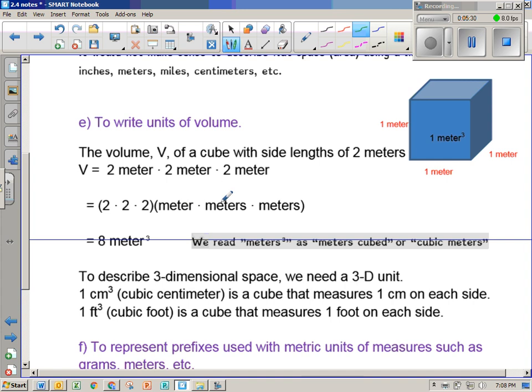A meter times another meter times another meter would be meters cubed. And we can either read that as meters cubed, or we could call it more appropriately a cubic meter. A cubic meter just means you have a cube that's a meter on each edge.